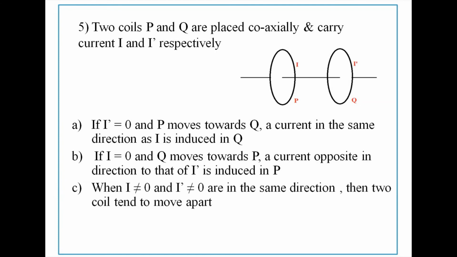Option C is when I is not equal to 0 and I dash is also not equal to 0 and are in the same direction, then the two coils tend to move apart. And option D is none of these. This objective is based on our theory knowledge. So here the answer is option B. That means if I is equal to 0, Q moves towards P, a current opposite in direction to that of I dash is induced in coil P. Let's see the next objective.